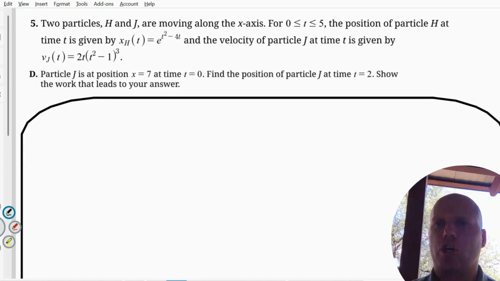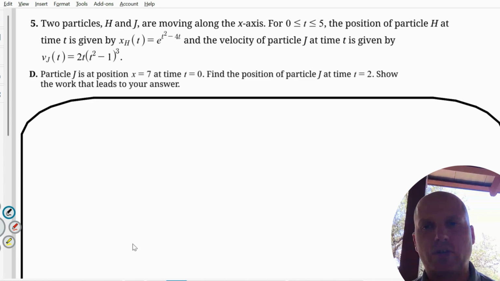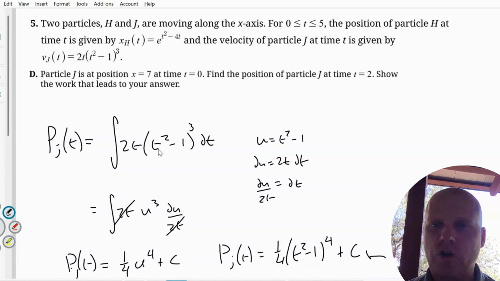Part D was a good question. You had to be able to take an antiderivative, and for this antiderivative you had to use U substitution or just figure it out. I hope you figured it out. It's actually not that bad. You should have noticed that there's a composition. Now, since I don't have a calculator, I'm not going to accumulate. I'm just going to take the antiderivative and find C. If I can take the antiderivative and find C, do it.